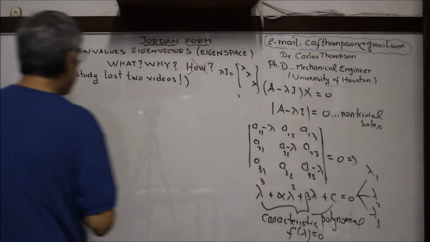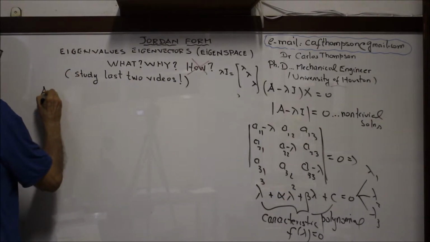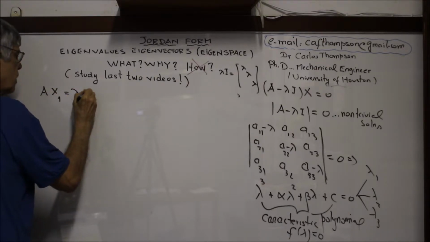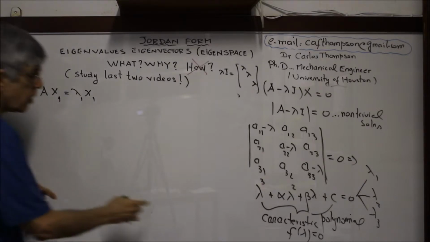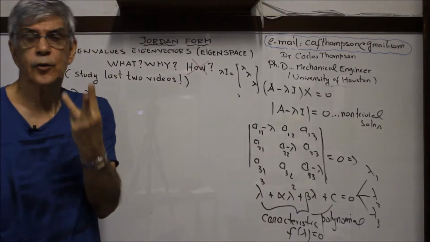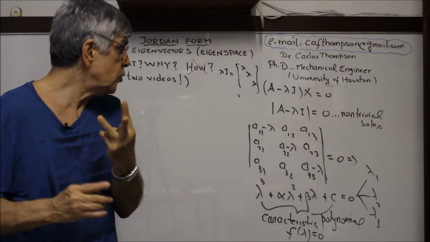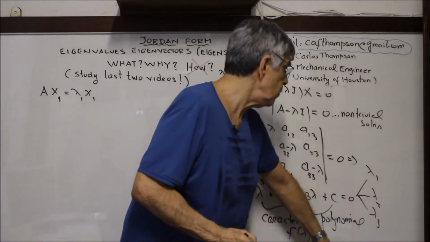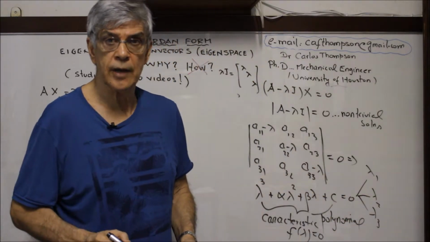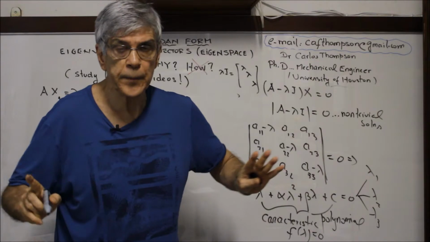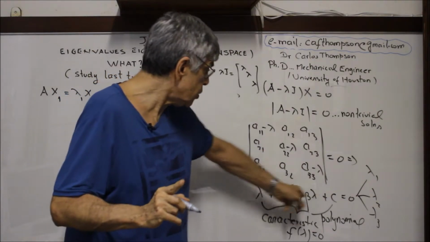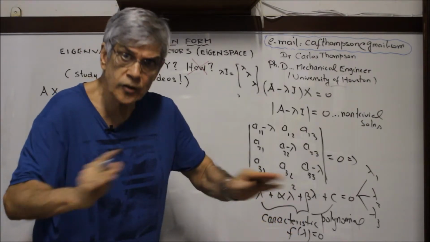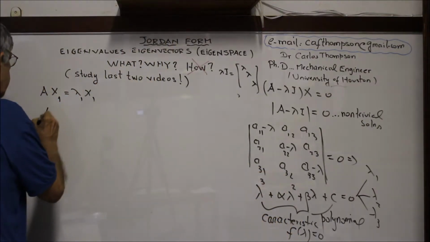Now, you see what I will do. Look, A x1 is lambda 1 x1. Why? Because I have three numbers. I'm assuming that lambda 1 is different from lambda 2, is different from lambda 3. They are real, not complex. They could be complex, because the solution of the polynomial of third degree could be a complex number, but suppose they are real.